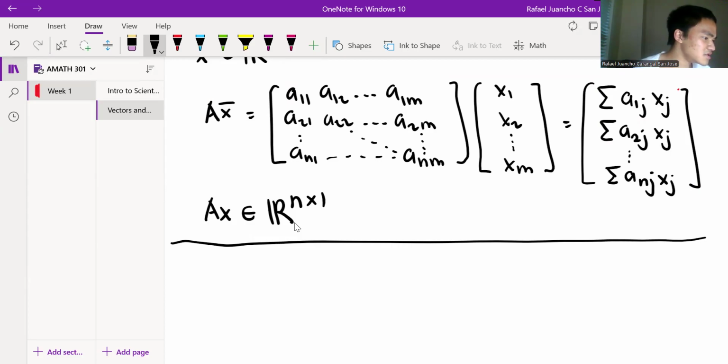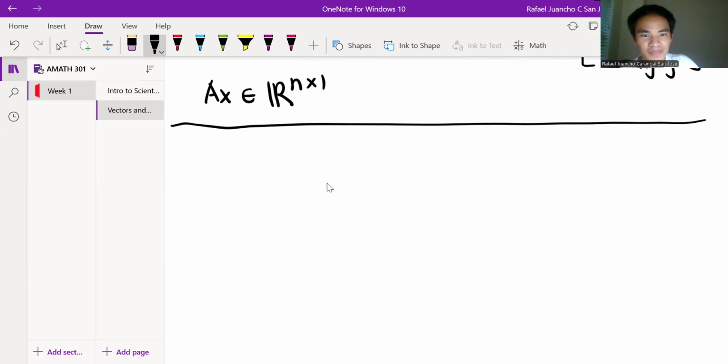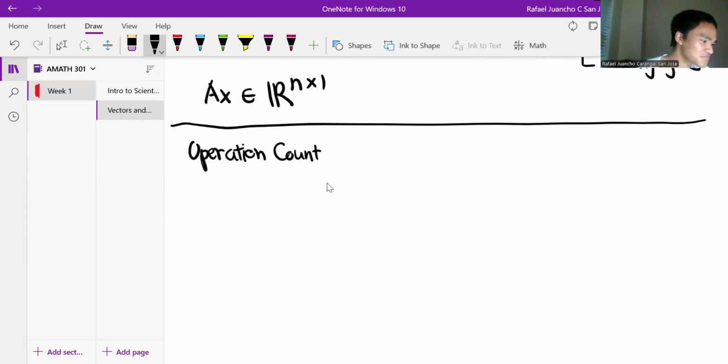Okay, now let's do counting operations. Operation count. So what's the deal with this operation count? Well, we're counting the number of operations that could happen because if we write our programs, that's how we'll determine how fast a program is. So if we have more operation counts, then our program will be slower. If we have less operation counts, then our program will be faster.